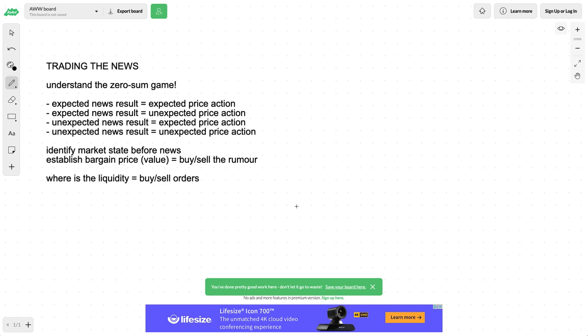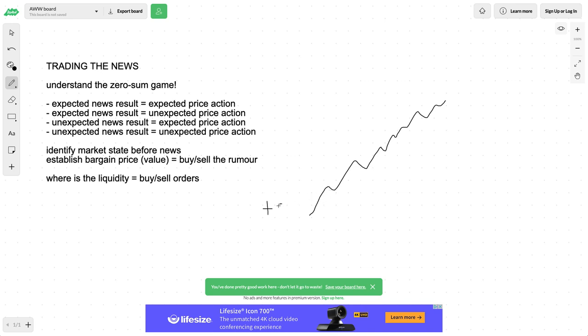When it comes to buy the rumor, sell the fact, what we want to do is identify the market state before the news. So let's say, for example, the market has been trending and the news is supposed to be positive, because it's been known that the Fed may want to cut rates. But for this example, let's say they're hiking rates, and it's about a month to go before they start hiking rates.